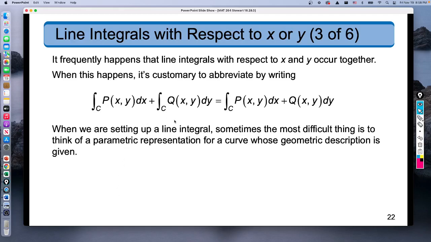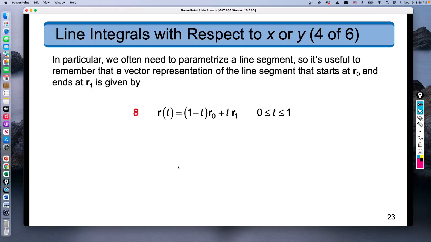So oftentimes, integrals with respect to y and x occur together. So you could do it separately, or you could join them together if they're going over the same interval. That is kind of the customary way to do that, and it's kind of what we've been doing, I guess. Double integrals in a way.